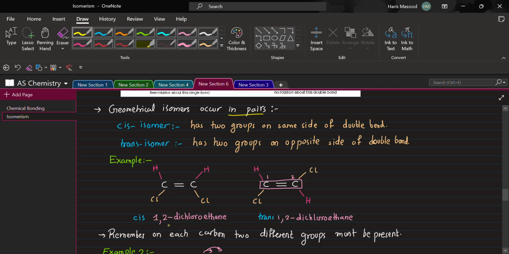1,2 dichloroethene, carbon number 1, carbon number 2. Oh, sorry, it would be ethene, I have written ethane. Ethene. Okay, 1,2 dichloroethene. So both have the same name. How are we going to differentiate? We will write cis-1,2-dichloroethene and this will be trans-1,2-dichloroethene. Clear?